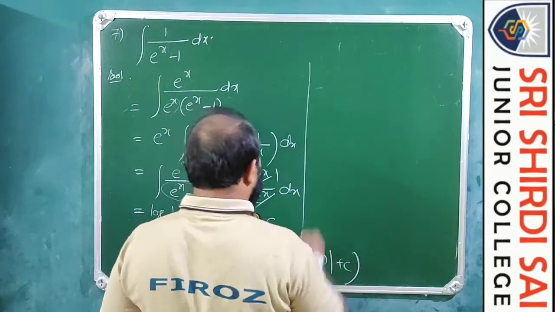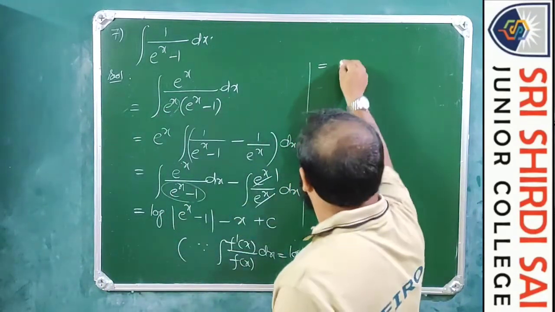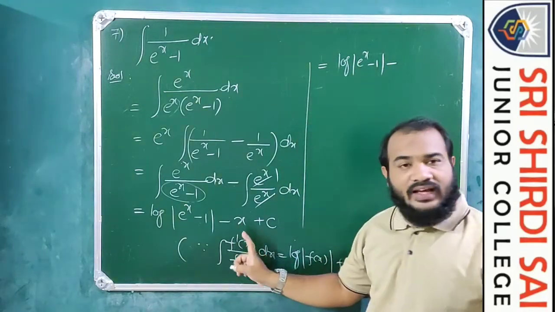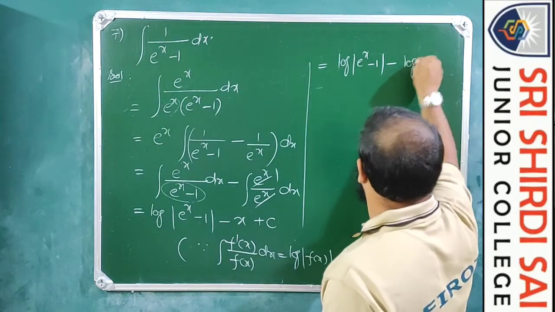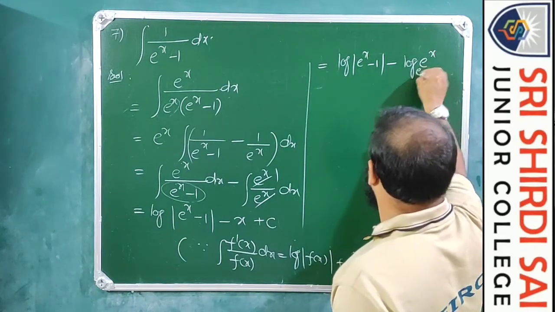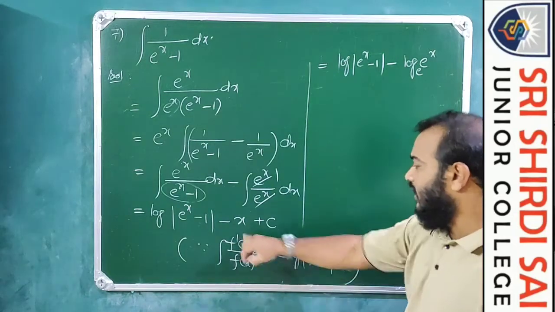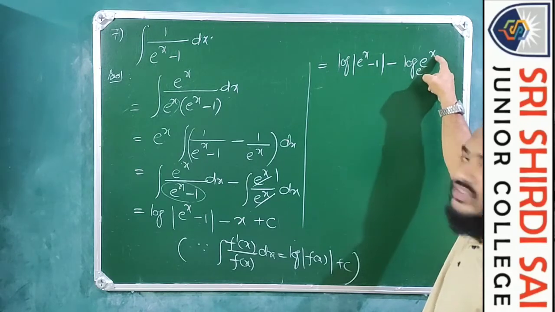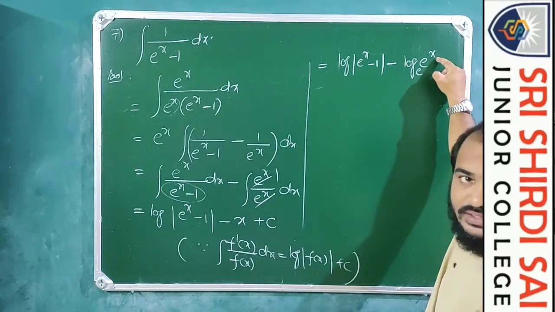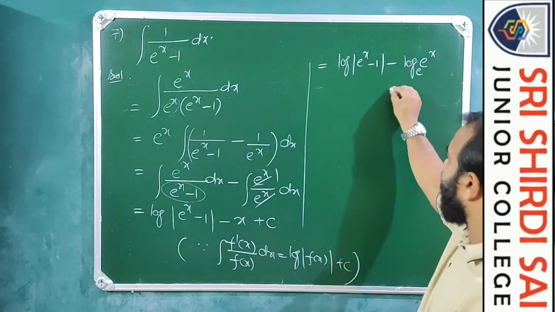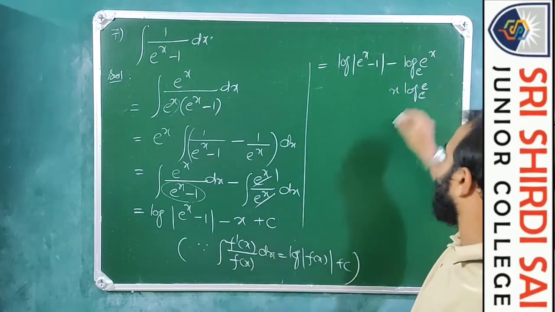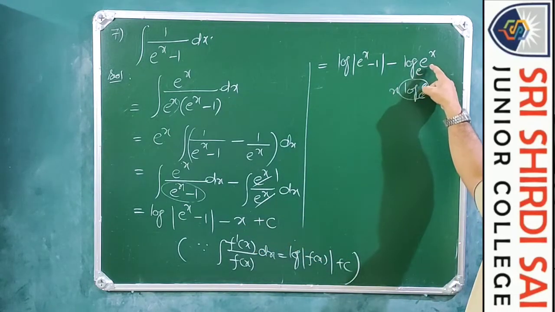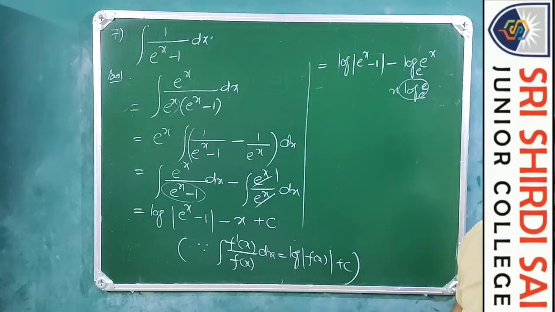Now this further can be written as log e power x minus 1 minus, this x can be written as log e power x to the base e. So x can be written as log e power x. Log e power x: log a to the power of m is m log a. This x which is on the power will come forward, x log e to the base e. E to the base e is 1, x into 1 is x. So x can be written as log e power x to the base e.